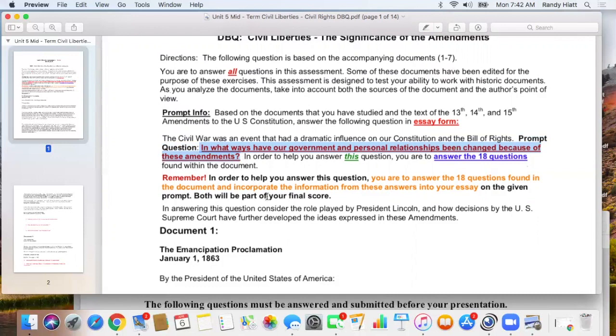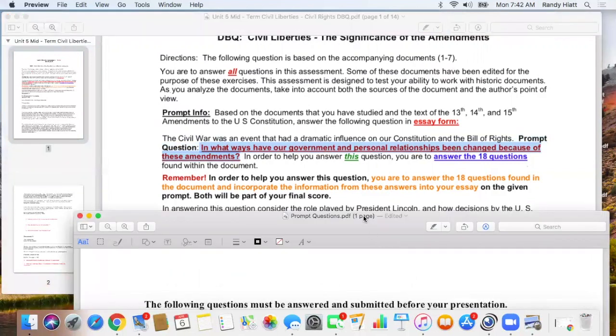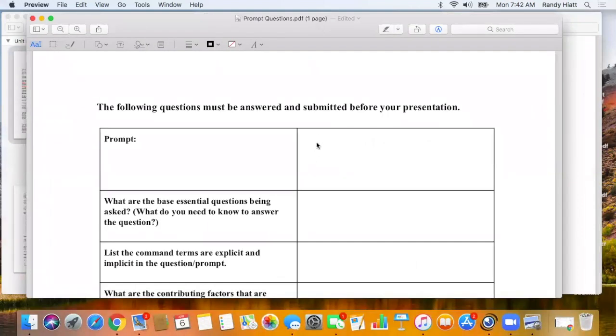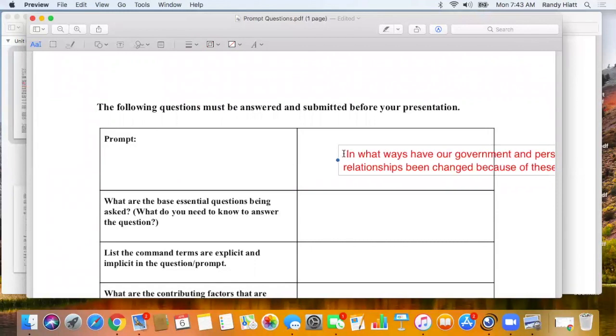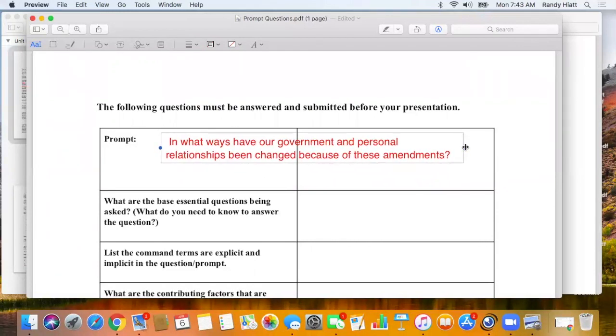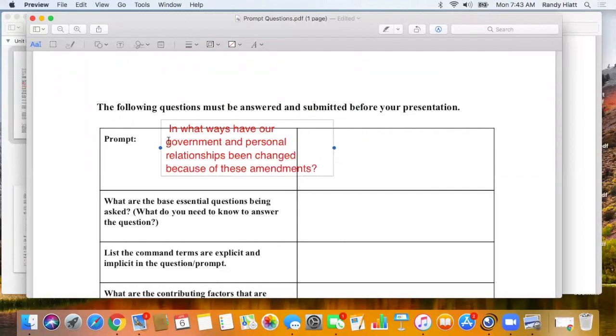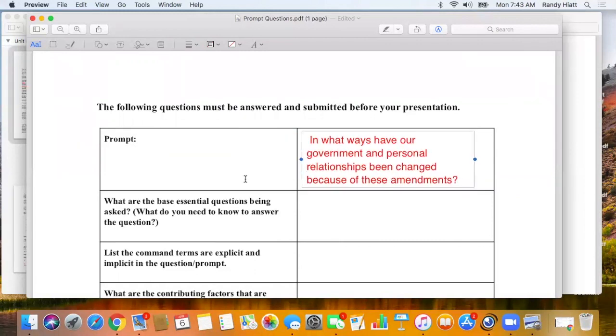The first thing, that's my prompt. I want to go to my prompt tool, and I'm going to put that into my prompt tool. Or if you need to turn this into a Google Doc, you're more than welcome to. Okay, so there's my prompt, so I know what I'm trying to answer.